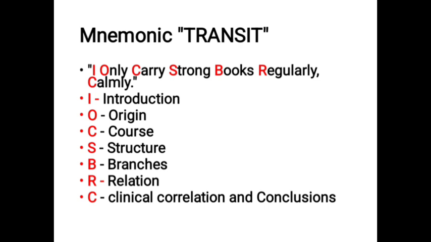Today, we'll be using this mnemonic for the brachial plexus because the brachial plexus is a transit structure. It has an origin and it terminates at some point. Now, this mnemonic is: I only carry strong books regularly, calmly. I for introduction, O for origin, C for course, S for structure, B for branches, R for relation, and C for clinical correlation and conclusion.